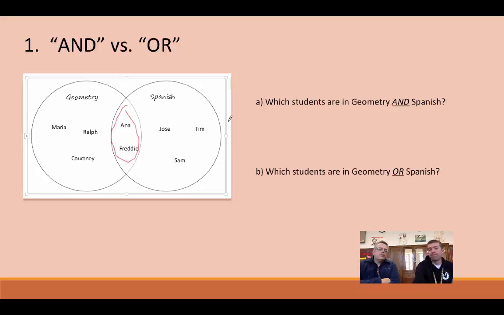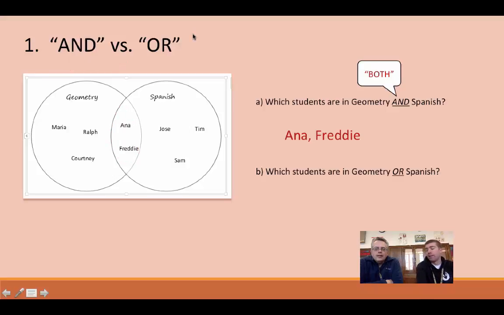That's a union. Usually when we talk about unions and intersections, we refer to sets. So we have a set of geometry students, like a geometry class. Maria, Ralph, Courtney, Anna, and Freddie are in geometry. And then we have 5 students taking Spanish as well: Anna, Freddie, Jose, Tim, and Sam. If we want to know the students in geometry and Spanish, that means both, which is intersection. How many are both? That would just be Anna and Freddie.